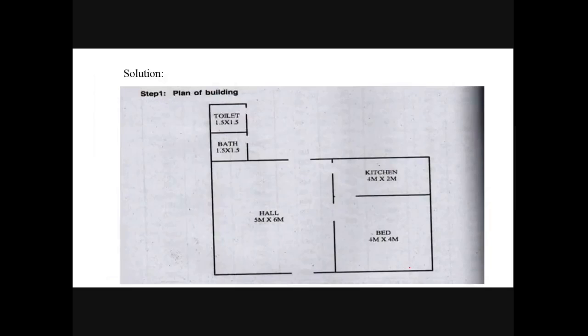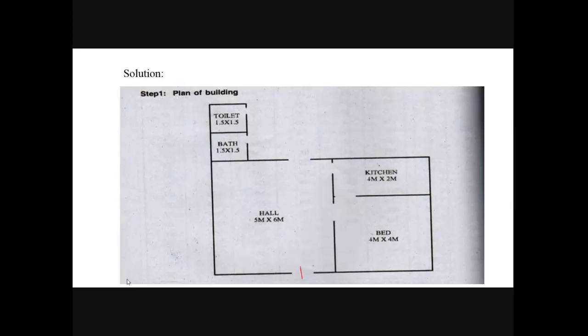Now this can be step number 1: plan of building. We have to draw the plan of building. Obviously, beside the hall, the bedroom and kitchen are available. The bathroom and toilet dimensions they have given. And this is the space that is called the door space.